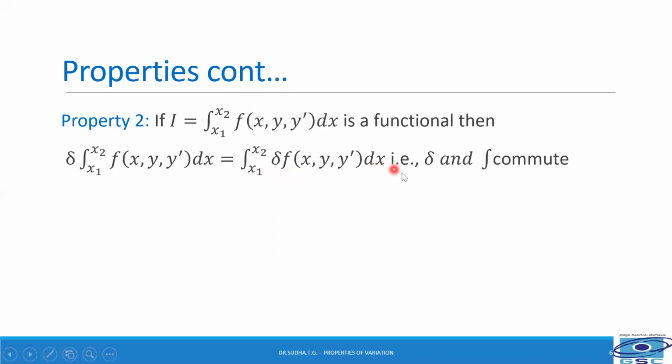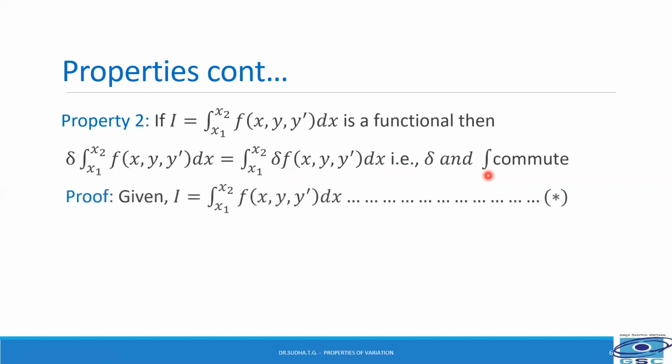So that is nothing but this delta and the integral sign, they commute. So in this property, we need to show that the variation and the integration will commute with each other. In property 1, we proved that variation and derivation commute with each other. Now, similar to property 1, here also we are going to check from left hand side to right hand side. So what is given?